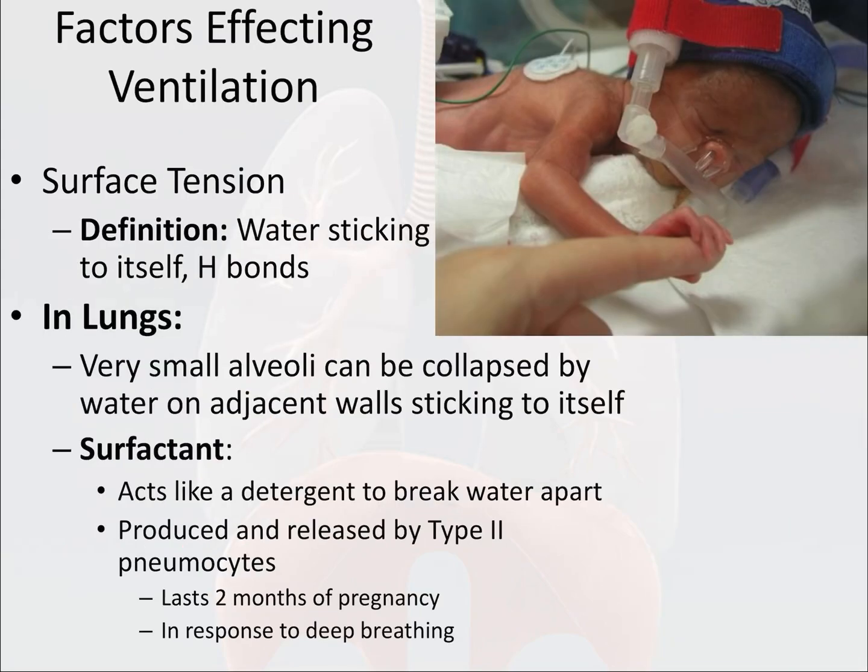Okay, another factor affecting ventilation, which I just touched on briefly when we talked about the lung anatomy, is surface tension. Okay, and surface tension is really the idea of water sticking to itself via those hydrogen bonds. In your lungs, those little tiny alveoli are so small that, as I drew on the previous slide, the bonds between those water molecules can actually span the gap from one wall of the alveoli to the other. So we need something to break apart those hydrogen bonds between the water molecules. We need something to act like a detergent, which breaks those water molecules apart, and that is surfactant.